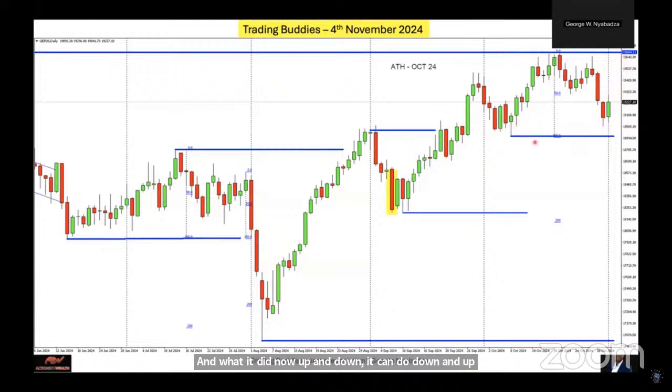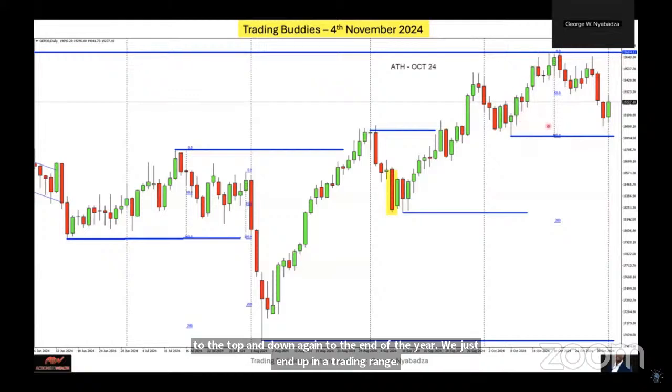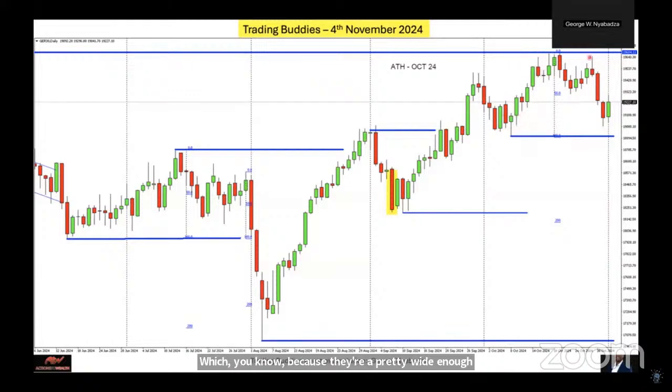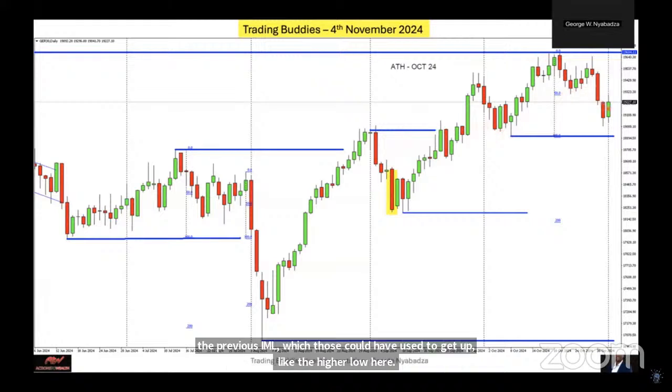We could just end up in a trading range, and a pretty wide trading range can allow range traders to buy at the bottom, sell at the top, buy at the bottom, and keep on doing that. The probabilities, as I was saying, favor a reversal pattern at this stage because of this lower high, a beautiful high test candle, good follow through, breaking out beneath that previous higher low, which the bulls could have used to get up, like the higher low here. They could have pushed up, but they failed. The higher probabilities favor the bears.